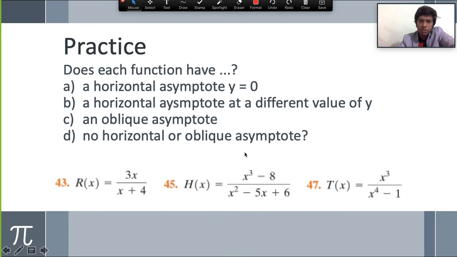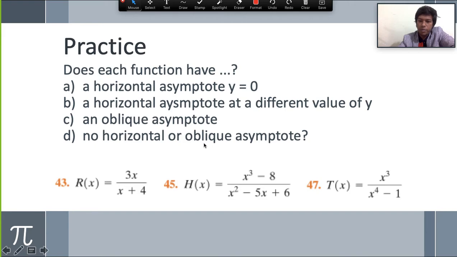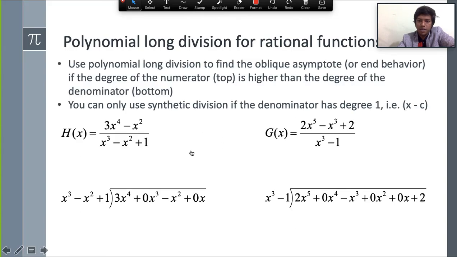This is practice for finding the asymptote. We can do this in class if you have a problem, or you can give it a try by yourself. Polynomial long division: I think you already have the idea how to do this, because for this lesson you will need it. Not only this lesson, actually, for a couple of lessons here you will need long division.